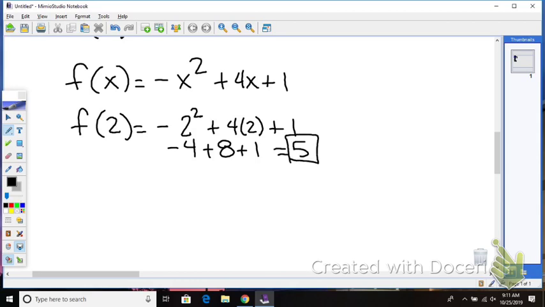What? You're just going to ignore that? Negative 4 plus 8 is 4 plus 1 is 5.